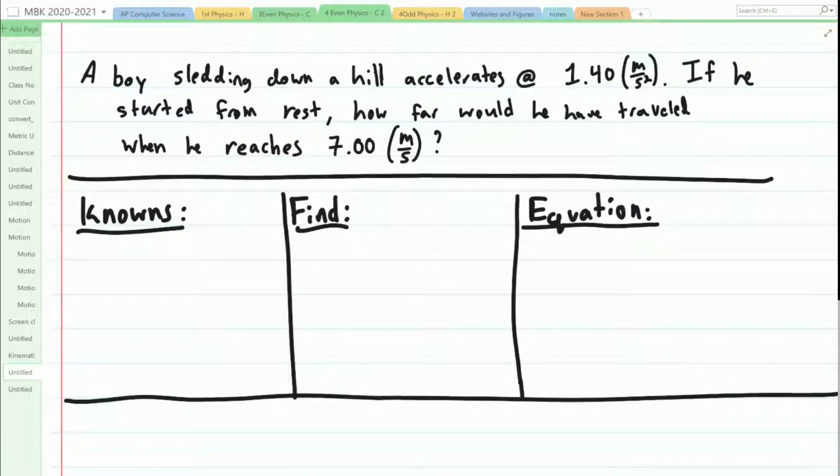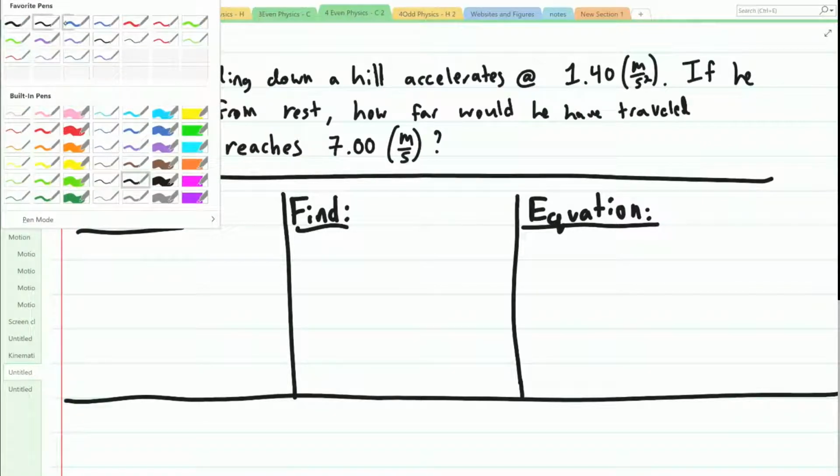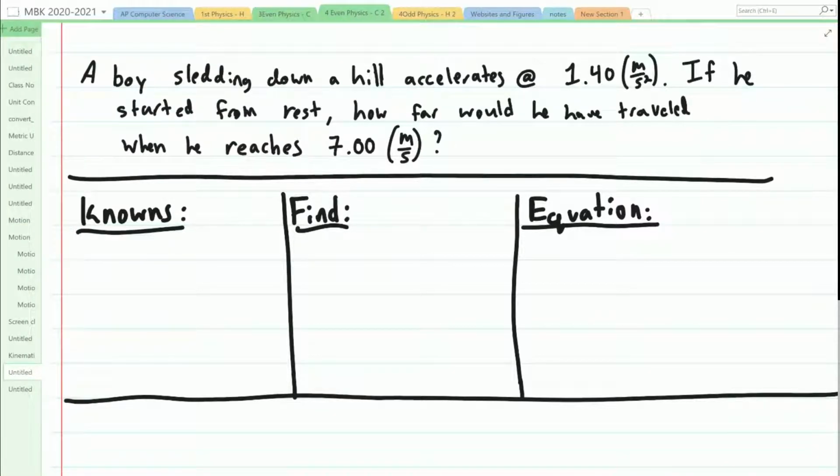So, there's a boy and he's sledding down a hill and he's accelerating with a value of 1.4 meters per second squared. Okay. If he started from rest, how far would he have traveled when he reaches 7.00 meters per second? Okay. So after we've read the problem, we understand what's happening. There's a kid sliding down the hill. He has a certain acceleration. And if he starts from rest, it's asking us how far would he have gone when he reaches a certain speed of 7 meters per second.